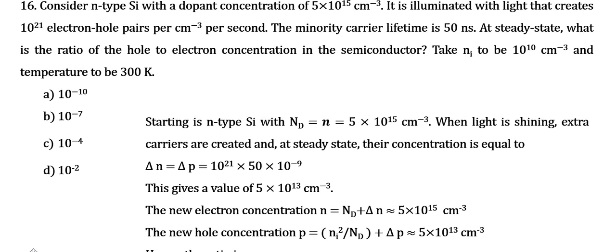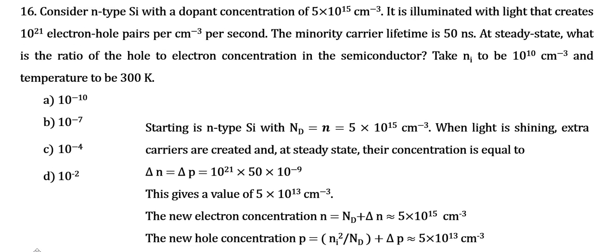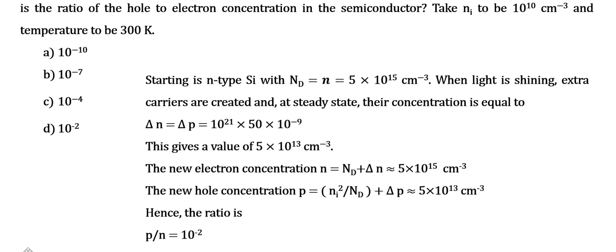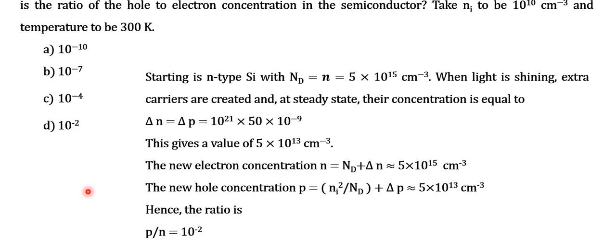So initially you have a particular amount of electrons and holes, and when you shine light on top of that, what happens is that new carriers will be generated. Now they have asked us to find out the ratio of the new total concentration of electrons to the new total concentration of holes.